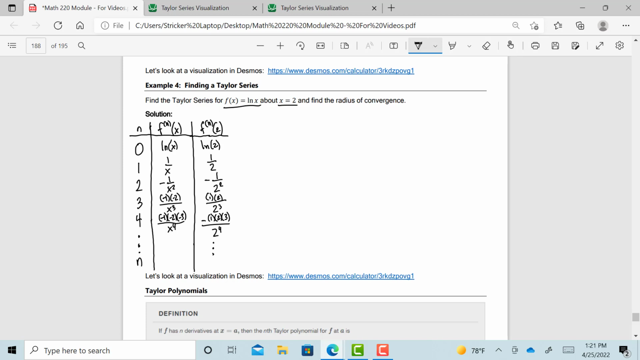So we can see that the sign is alternating back and forth. The easy thing about this one is we should be able to tell the denominator, right? The denominator is going to be 2. Notice the power on 2 aligns with the value of n over here.